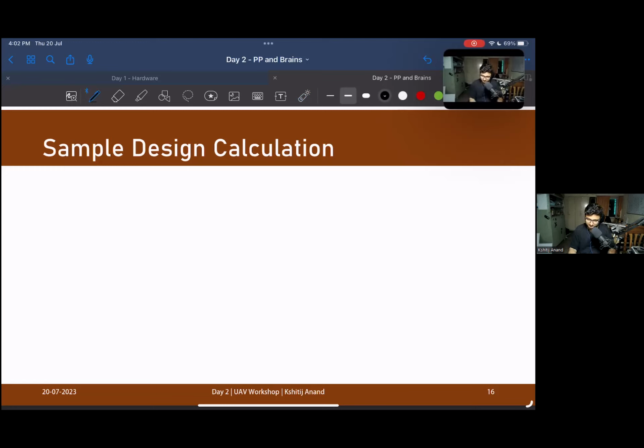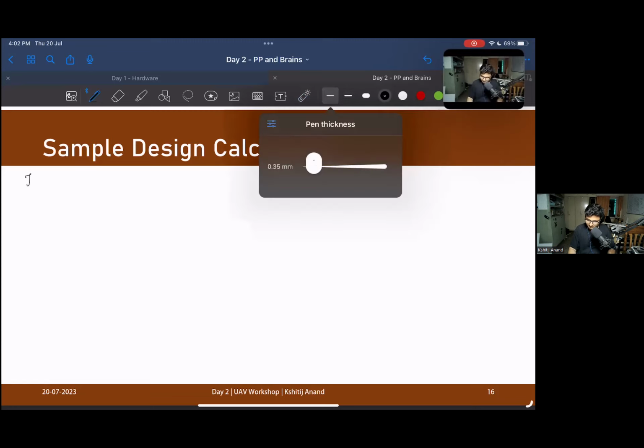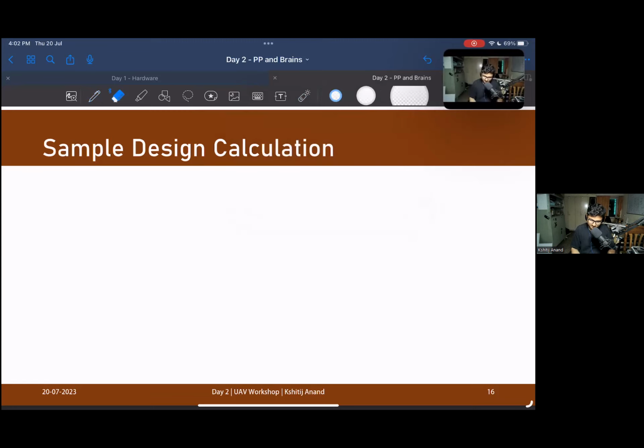Just increase the pen thickness. So we have a target takeoff weight of 2 kilograms. Okay. And we want to lift this much in the air.